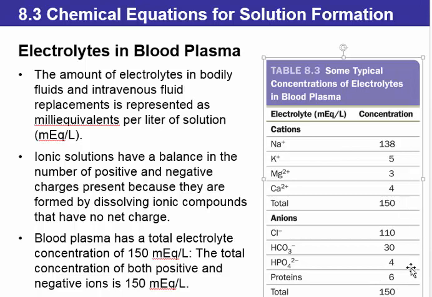So this will always be the case. Whatever the milliequivalents of cations is, that will be equal to the milliequivalents of anions. And if we look at the anions in blood plasma: chloride, bicarbonate, hydrogen phosphate, and then also proteins, which comes from the negative charge of the carboxylate group on selected amino acids.